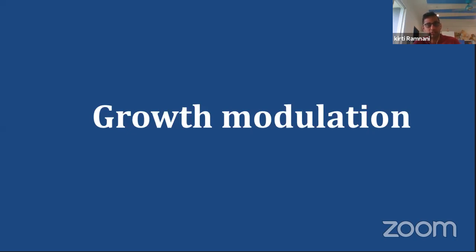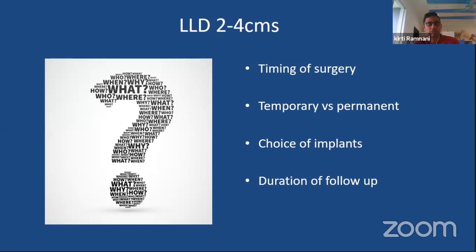The articles on growth modulation I'll discuss first. For limb length discrepancy growth modulation, there is still a lot of controversy. When should we operate? Should we use a temporary method of epiphysiodesis or a permanent one, and whether that temporary method actually remains temporary, whether it causes a permanent growth arrest, is still a point of controversy. The choice of implant, whether to use a staple, an 8-plate or a percutaneous transphysial screw, and how to follow up these patients.